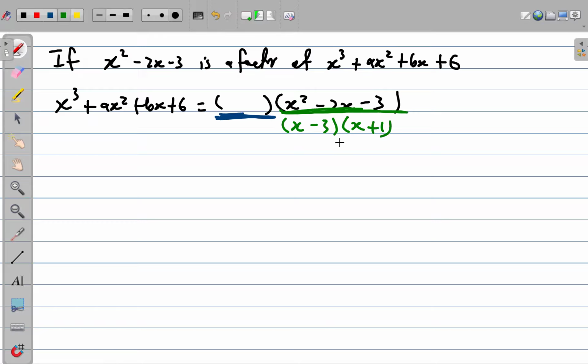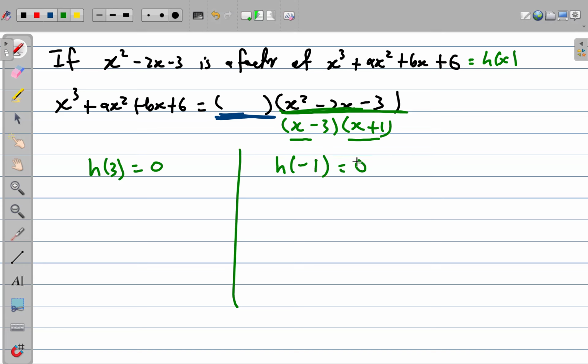Now, what does this mean? It means that x minus 3 and x plus 1 are both factors of this. Let's call this h of x. It means they are both factors of h of x. And if they are both factors of h of x, guess what? It means h of 3 must be 0. But also, h of negative 1 must be 0. So just like that, you have two equations, and again, you can solve simultaneously for A and B.